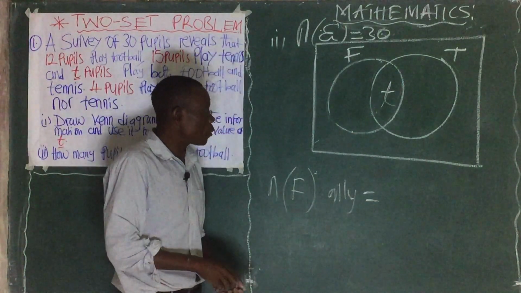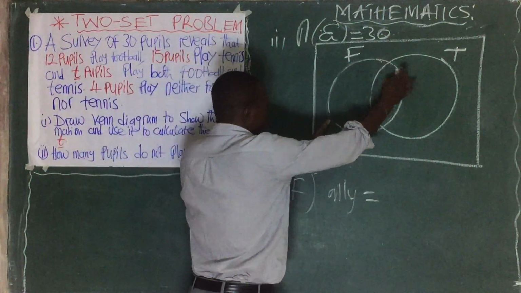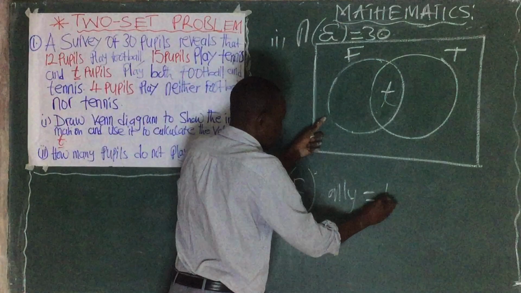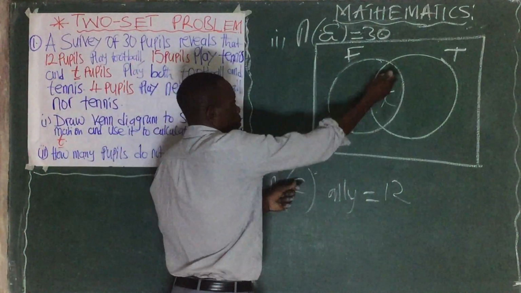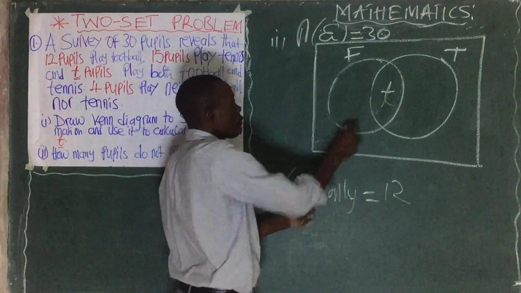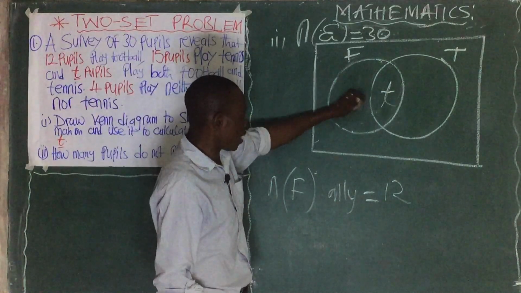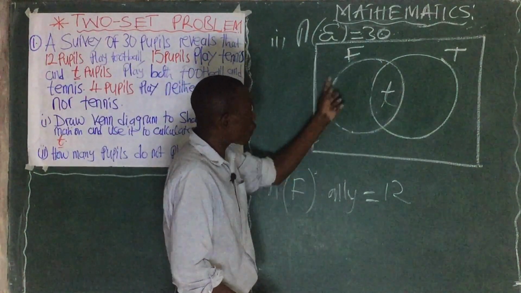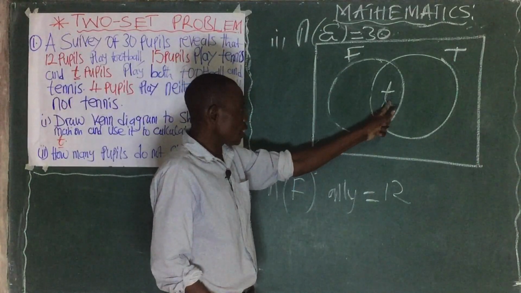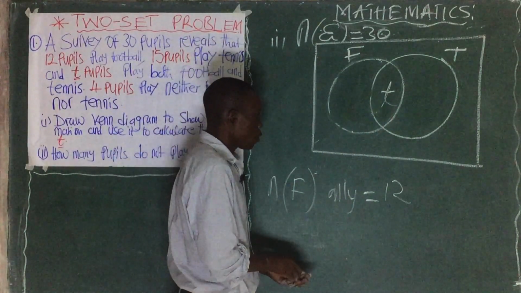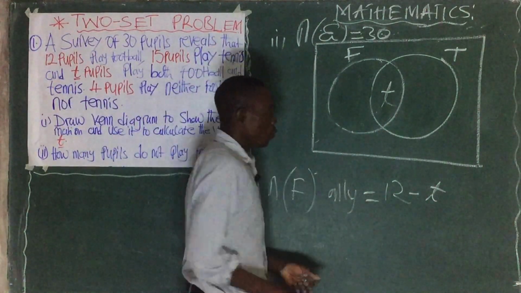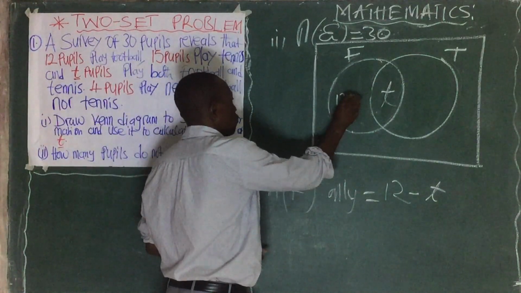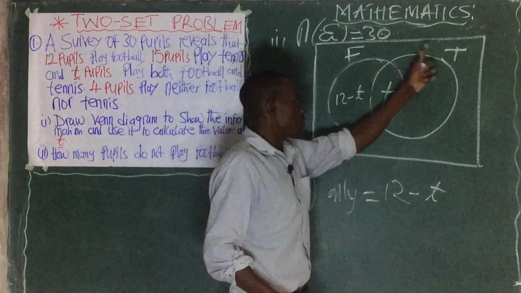This one will be equal to, considering the entire circle here for football is 12, it means this plus the T is 12. So if I would like to find this space here, which is the number of football only, I'll take the 12 minus t. So 12 minus t is the number who play football only. I'll write here 12 minus t. The same applies to this part here.